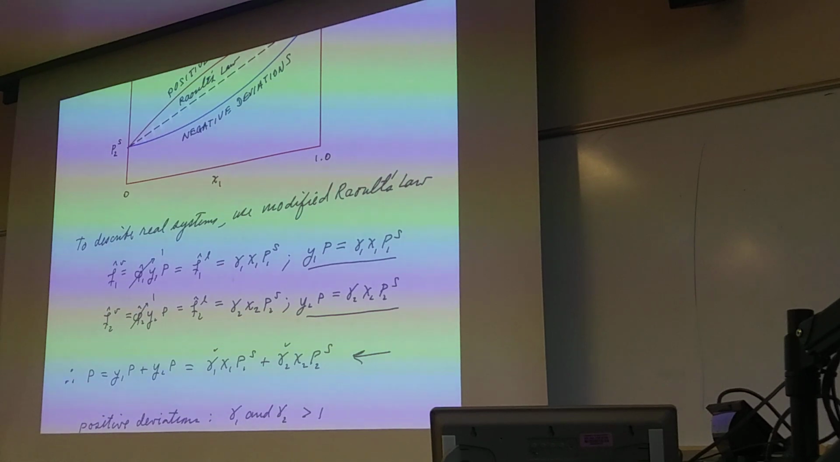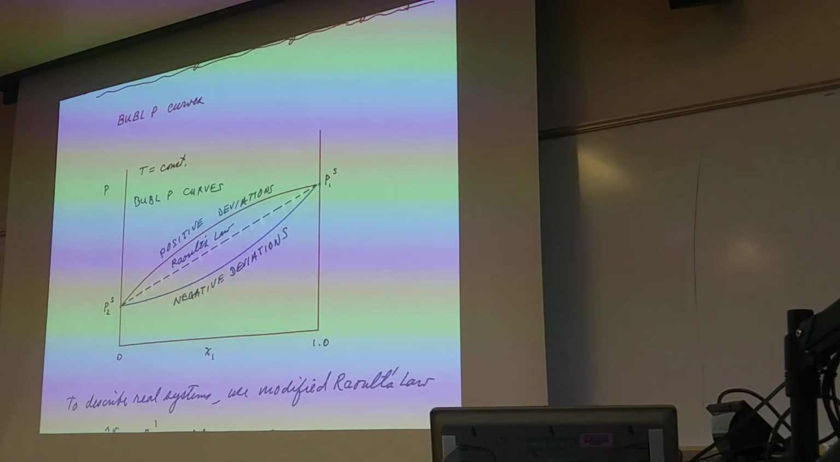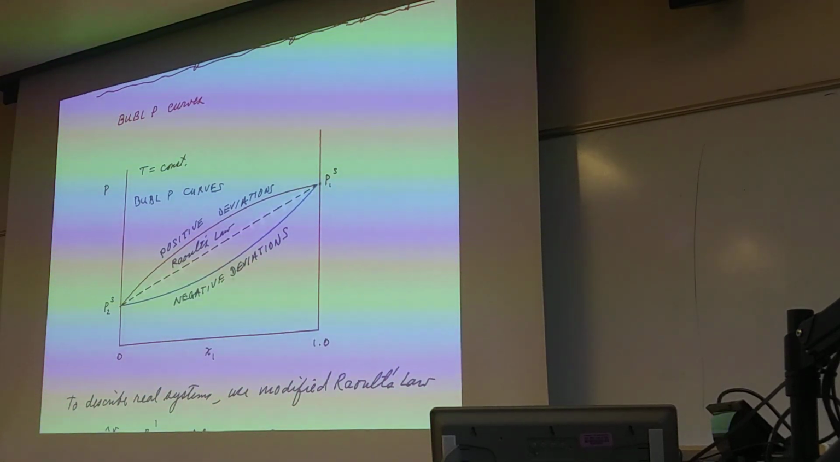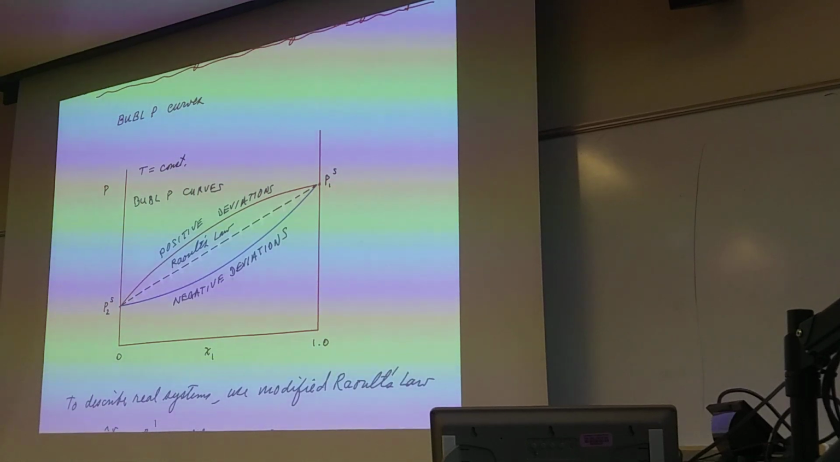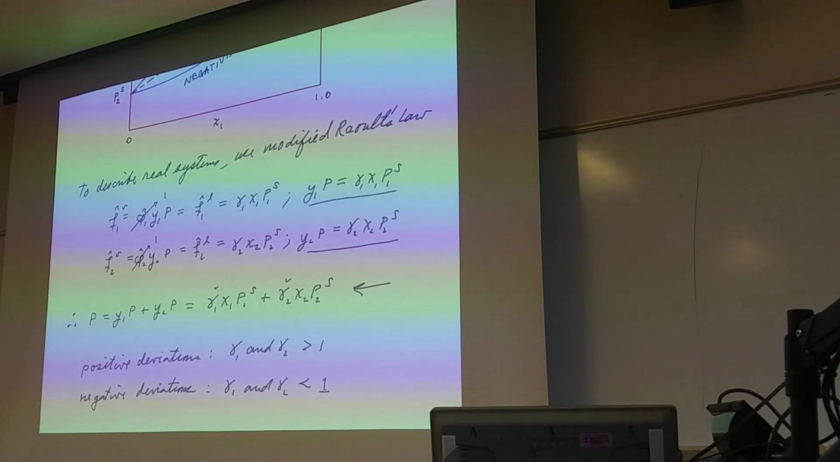Now I should say something here about the general behavior, and that is that I'm never going to have the curve crossing this line. That is, it's either going to be above the Raoult's law line all the way across the composition range, or it's going to be below. And what that means is that gamma 1 and gamma 2 are either both greater than 1 or both less than 1. So for positive deviations, the activity coefficients are greater than 1, both of them are. For negative, they're less than 1, and both of them are.